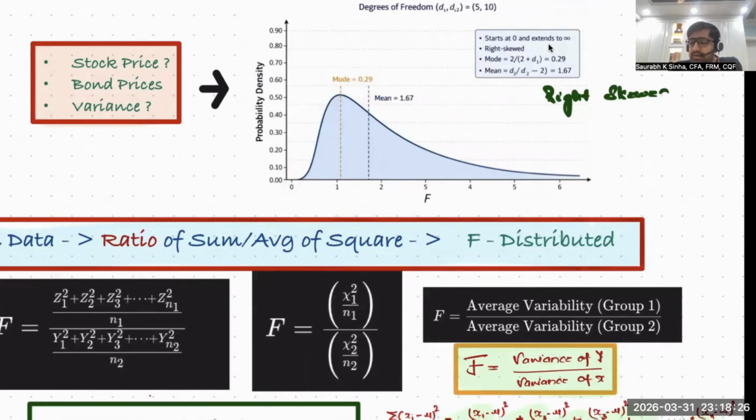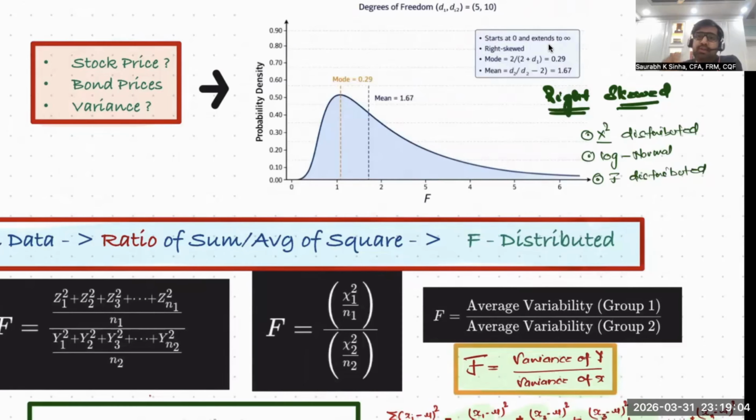If you do not remember right skewed distribution, then please watch the lecture related to moment 3. What are the different right skewed distributions that we have? The first distribution, which we have already discussed, is the chi-square distributed variable. The second is log normal. The third is F distribution, F distributed entity or variable.